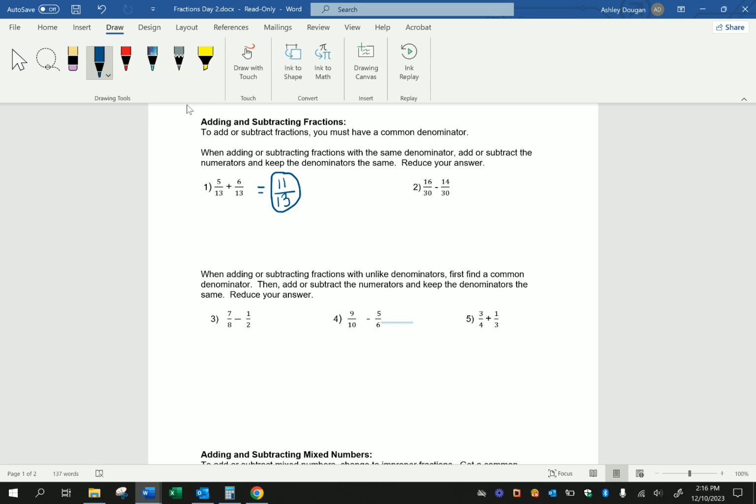For the second one, we're subtracting. The bottom numbers are the same. That means we just subtract the top numbers. 16 minus 14 is 2. And then we have 30 in the denominator. 2 over 30, it will reduce by 2. If the top and the bottom are both even numbers, we know that it at least can be reduced by 2.